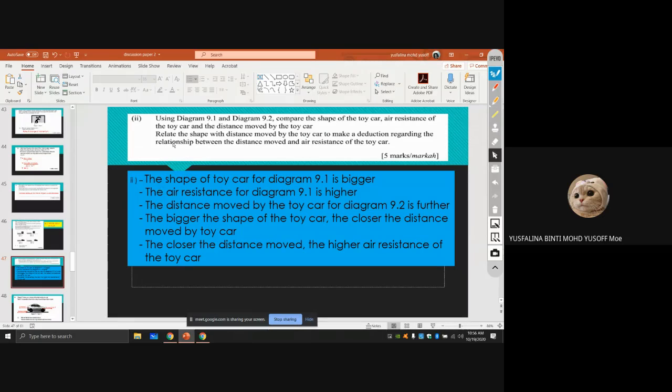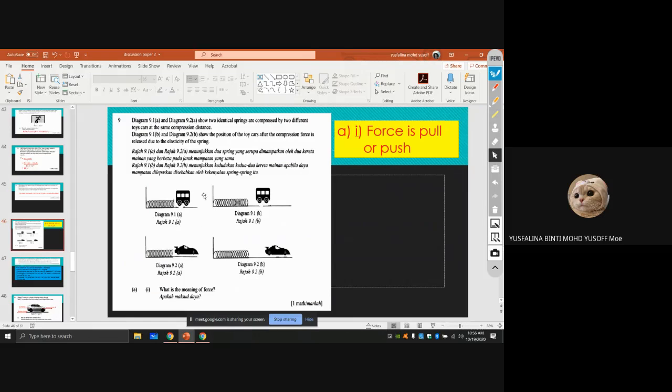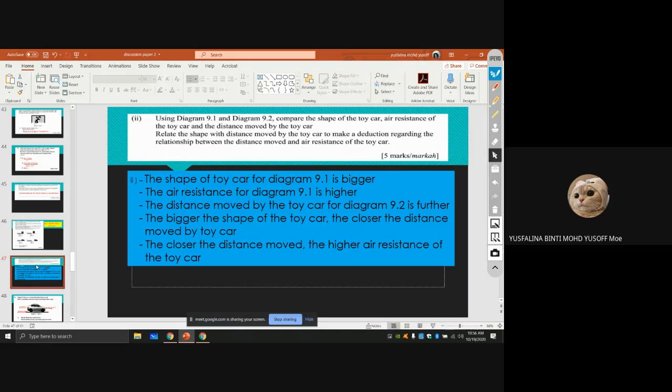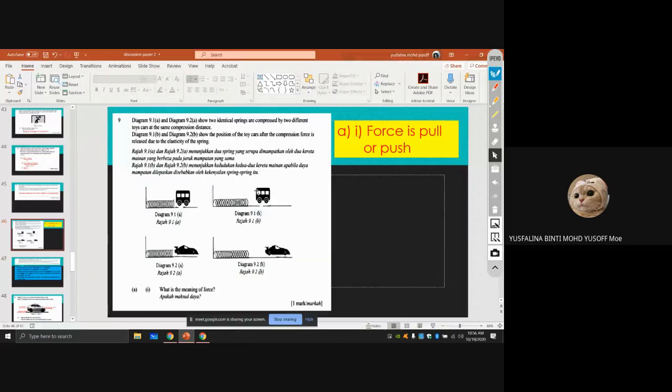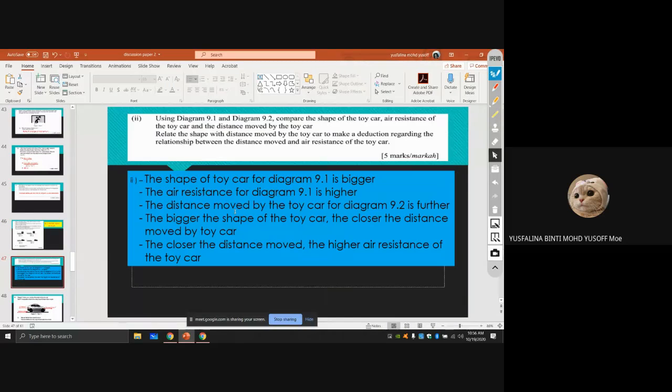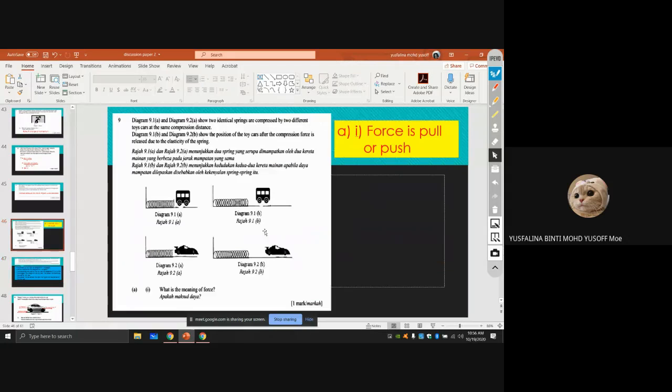Okay, so first one we compare the shape, right? So the shape here you can see, this one is much bigger than this one. So the shape of the toy car for diagram 9.1 is bigger. Okay, and then the air resistance for diagram 9.1 is also higher. So that's why it cannot move further compared to this one. And then the next one, the distance traveled by the toy car for diagram 9.2 is further. Okay, 9.2 is further compared to 9.1.